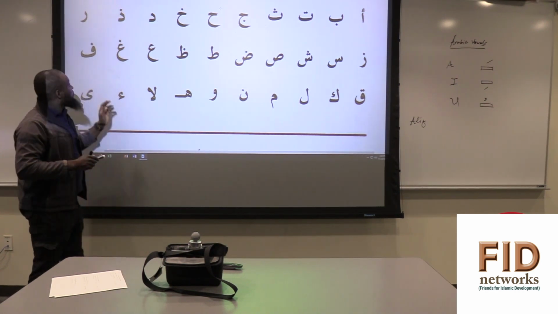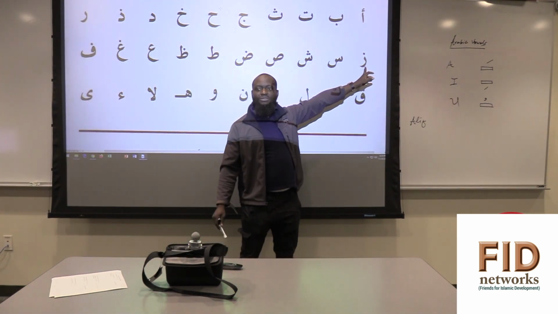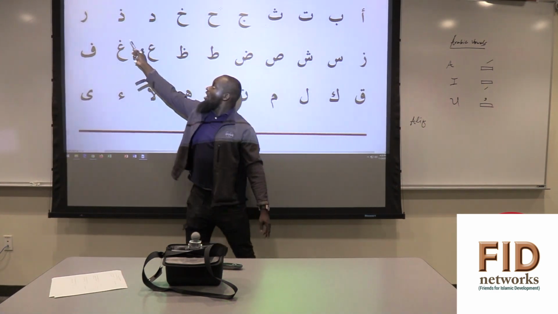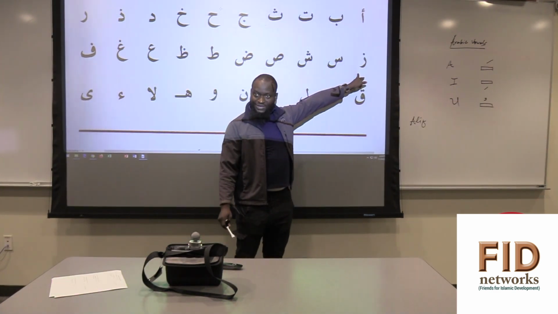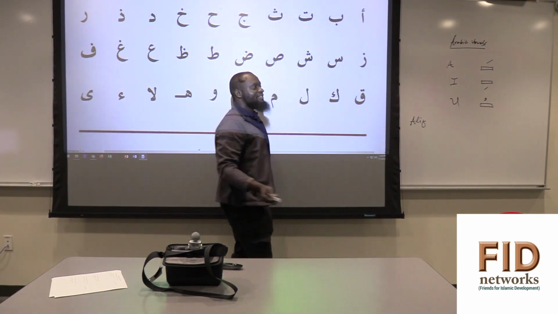Is that okay? So ra, zai. That's what we call this. Or za. This is our Z. Is that okay? Za. So ra and za. Is that okay? So now let's start over again. Alif ba ta tha. After me.